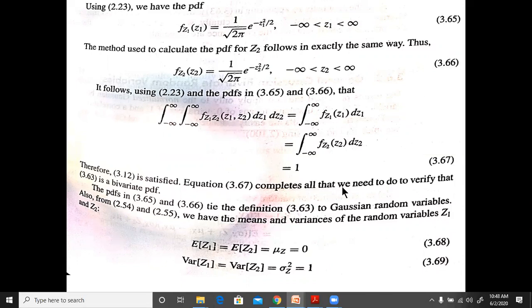Equation 3.67 completes all that we need to do to verify that 3.63 is a bivariate PDF. So that is a condition that this is a bivariate PDF. So the PDFs in 3.65 and 3.66 tie the definition 3.63 to the Gaussian random variable, and also in 2.54 and 2.55 we have the mean and the variance of the random variables z1 and z2. So we have the mean of z1 and mean of z2 in case of a Gaussian random variable to be equal to 0, and the variance of z1 and z2 is correspondingly sigma z squared equal to 1. So these are standard values. Mean is 0 and standard deviation is 1 for that case.